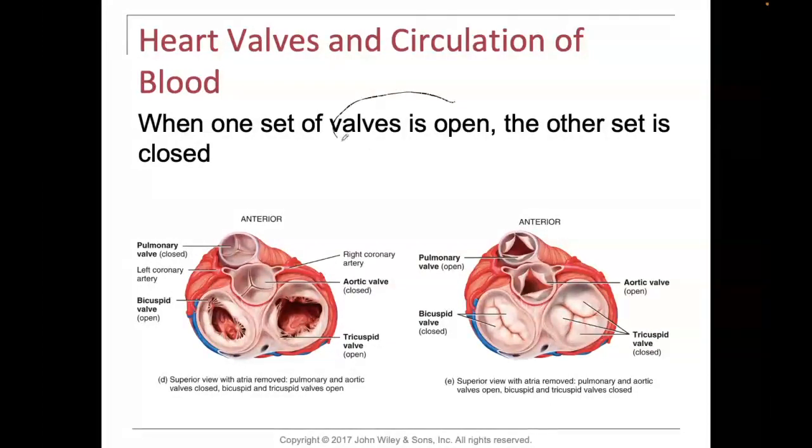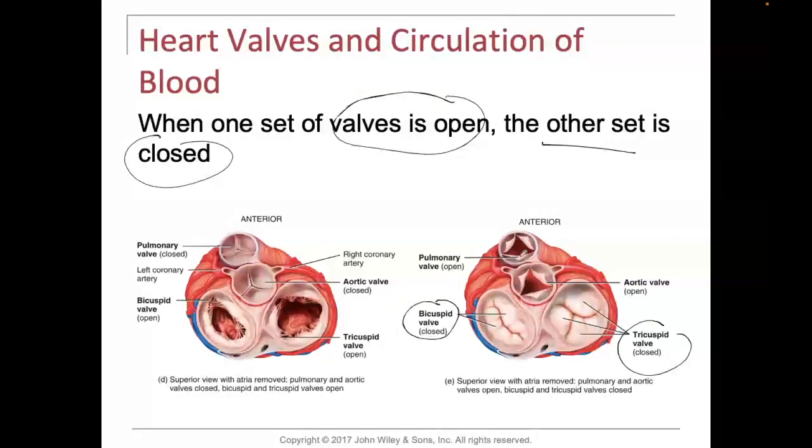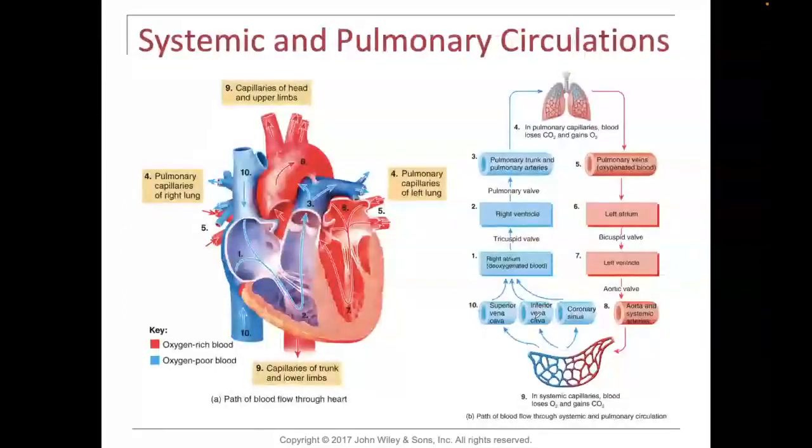When one set of valves is open, the other set is closed. So when you look here on the right-hand side, we see the bicuspid and the tricuspid are closed, but we can see the semilunars, the pulmonary semilunar and aortic semilunar, are both open. When this shuts, this is lub. And then on the left-hand side, we see the pulmonary semilunar closed and the aortic semilunar closed, but the AV valves are open. When the semilunars close, that's dub. So you get lub dub, lub dub, lub dub. You only hear the closure of the valves.